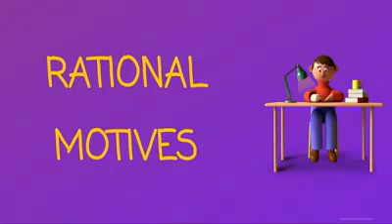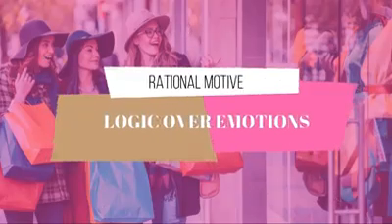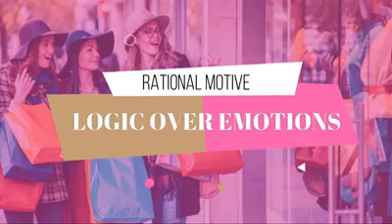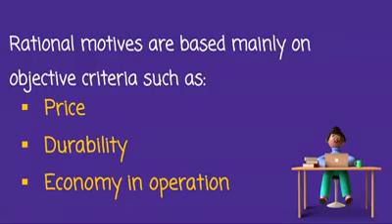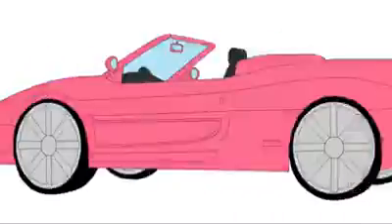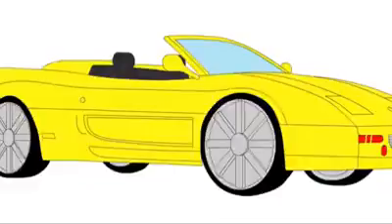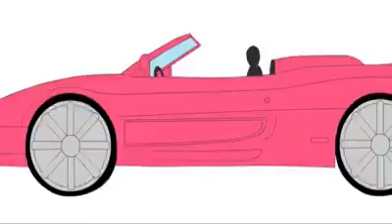Now, rational motives involve logical analysis and reasoning of the purchase before deciding to buy. So in this buying motive, the consumer's reasons for buying a particular product are based on logic or judgment rather than on emotion. Rational motives are based mainly on objective criteria such as price, durability, and economy in operation. For example, let's say you needed a car for your new job, so you went to the shops intending to buy a new car and found one you like. It has the right material and it isn't that expensive, so you buy the car. This would be called a rational decision.